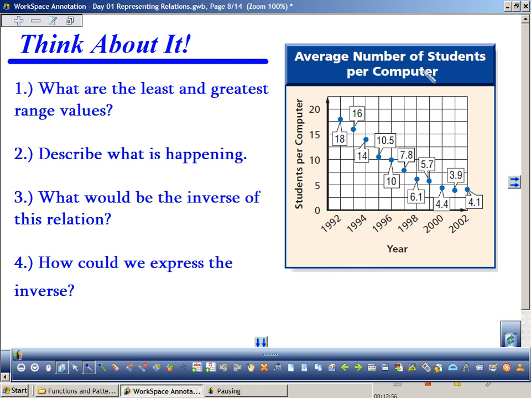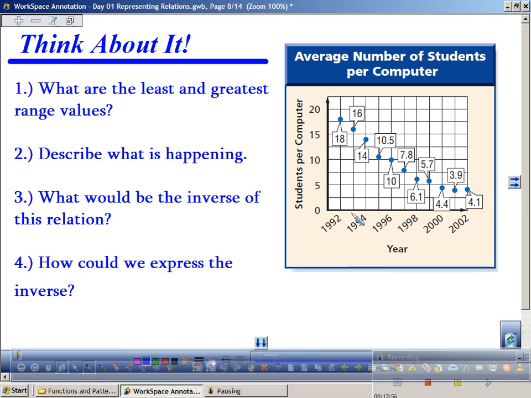So this says average number of students per computer. In 1992, the average number of students per computer was 18. In 94, that's when I graduated, there were 16 per computer. 16 students per computer. Well, obviously one of them was me, right? 16 students per one computer.